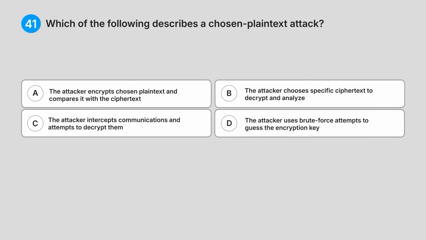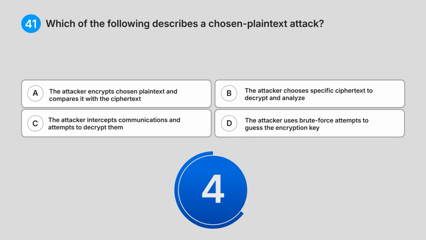41. Which of the following describes a chosen plaintext attack? A. The attacker encrypts chosen plaintext and compares it with the ciphertext. B. The attacker chooses specific ciphertext to decrypt and analyze. C. The attacker intercepts communications and attempts to decrypt them. D. The attacker uses brute force attempts to guess the encryption key. Do you know the answer?